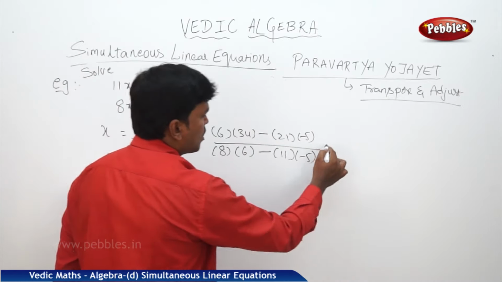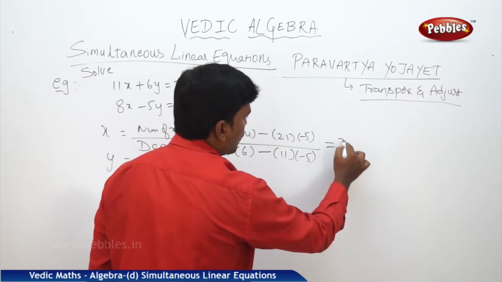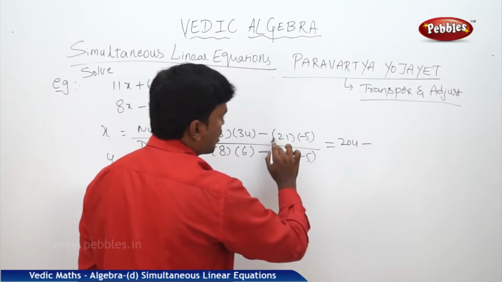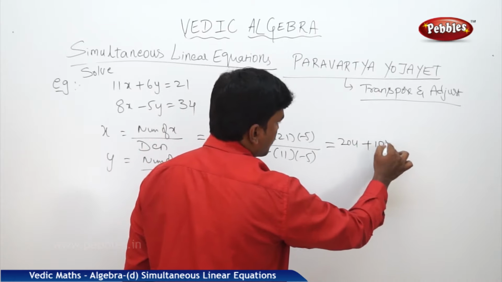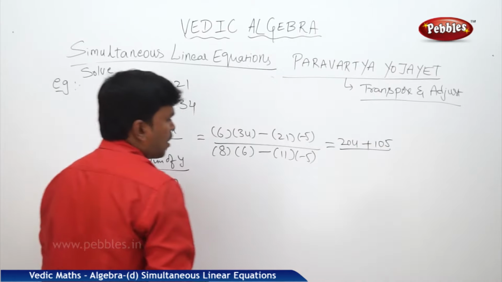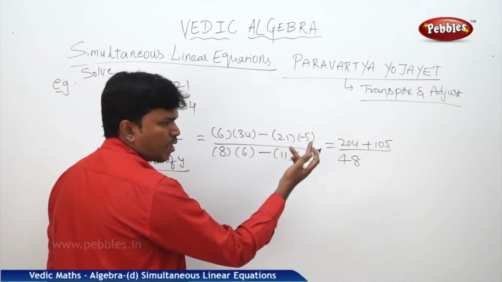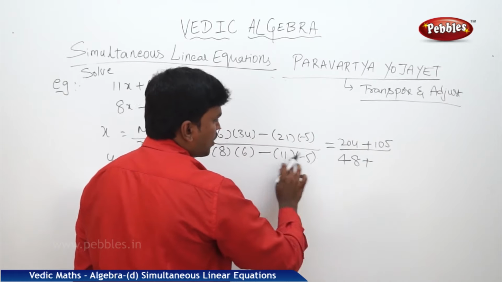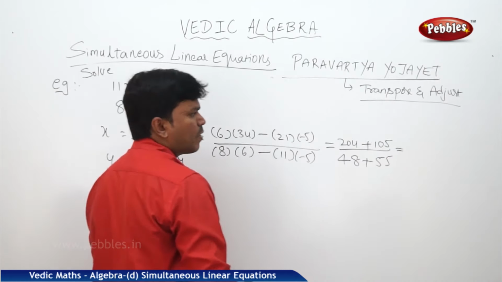How much will you get? 34 6s are 180 plus 24, 204. Minus into minus will get plus, so 21 5s are 105. Next, 8 6s are 48. Minus into minus will get plus, so 11 into 5 is 55. So 204 plus 105, how much will you get?